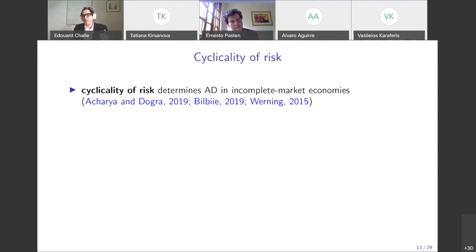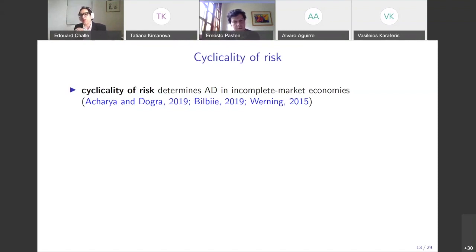Here, the cyclicality of risk in incomplete market economies affects aggregate demand, because if you start from the simple model where you have the aggregate Euler equation in the representative agent model, holding the interest rate constant, lower future output will cause aggregate demand to fall 1-for-1. That's what happens in the standard model. Now, what if you add idiosyncratic risk? Suppose you're expecting a recession, so you're expecting future output to go down. Do you also expect idiosyncratic risk to be higher or lower when output falls?